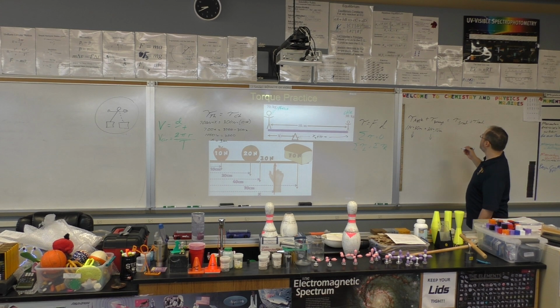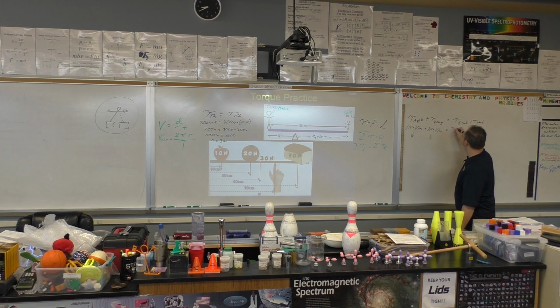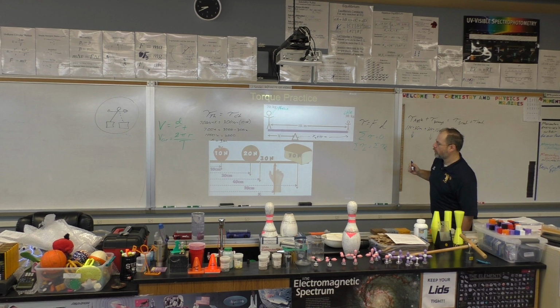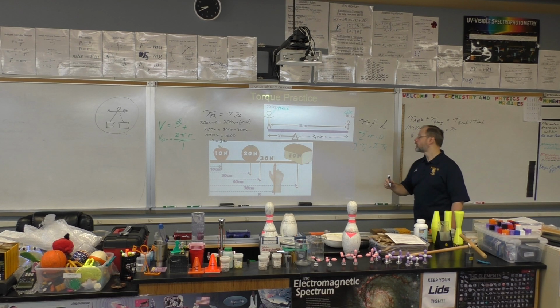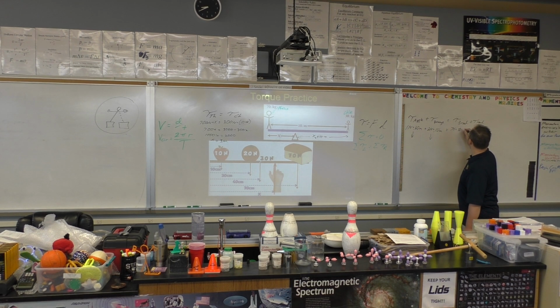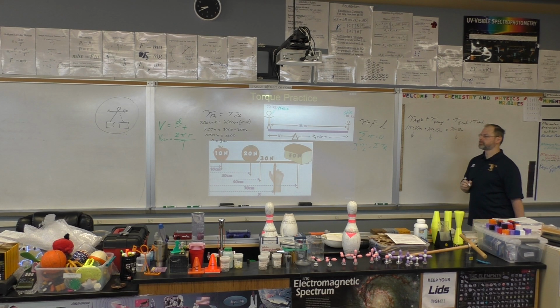Then we have the bread. The bread is 7 Newtons. That's some heavy bread. Must be healthy. Lots of nuts in there. Whole grain. And it's acting 30 centimeters away from the axis. Okay. So it's acting 0.30 meters away, and it's acting down this way.